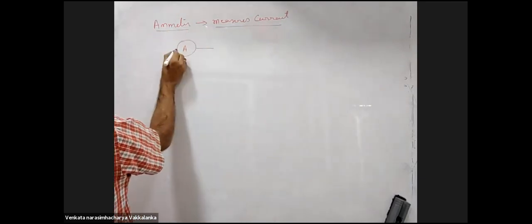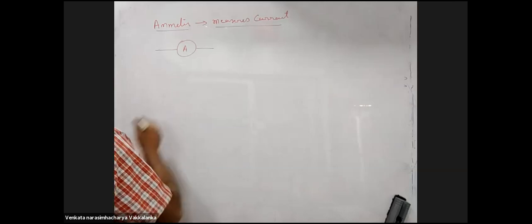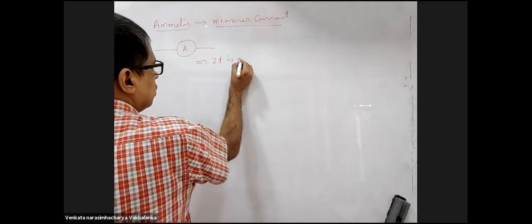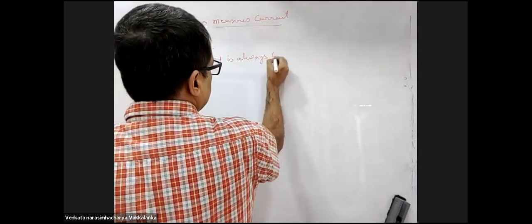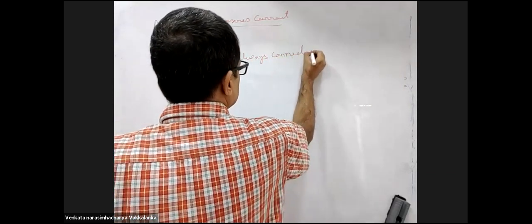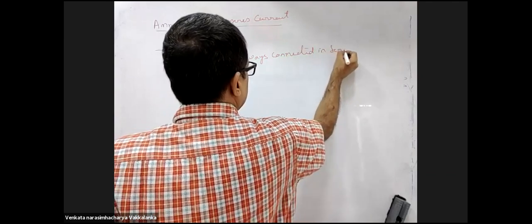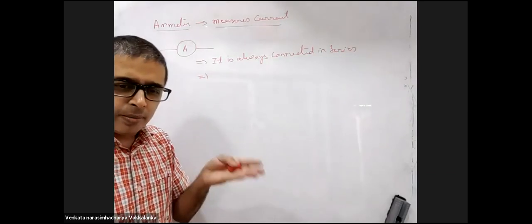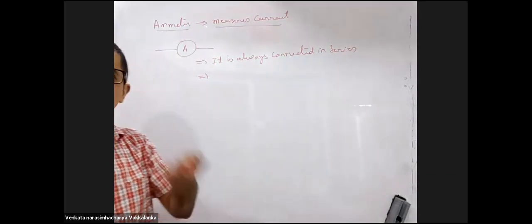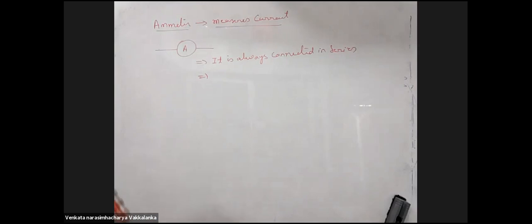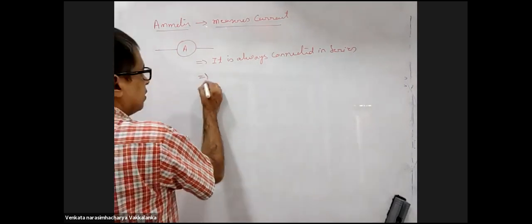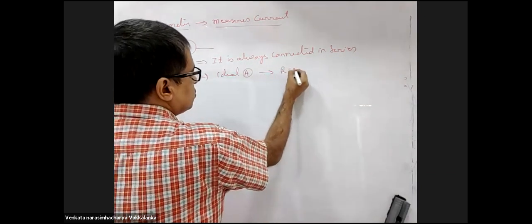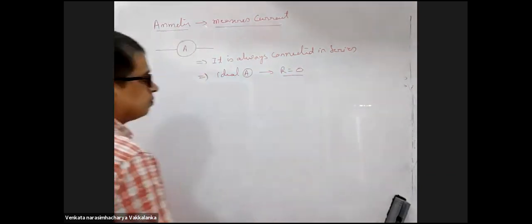Ammeter is represented by this symbol. It is always connected in series. Why should it be connected in series? I am measuring current. If the same current passes through the ammeter, I will be able to measure it. Right? An ideal ammeter should have resistance 0.